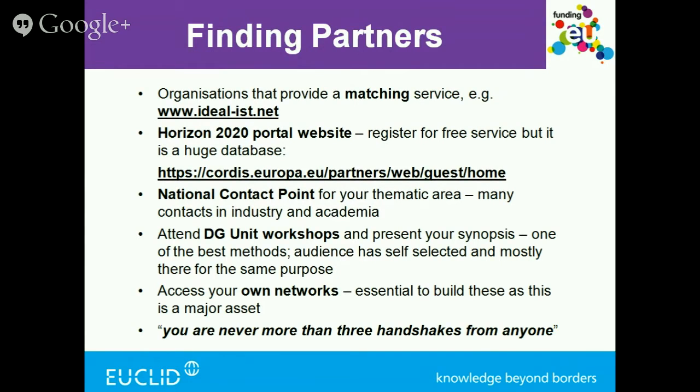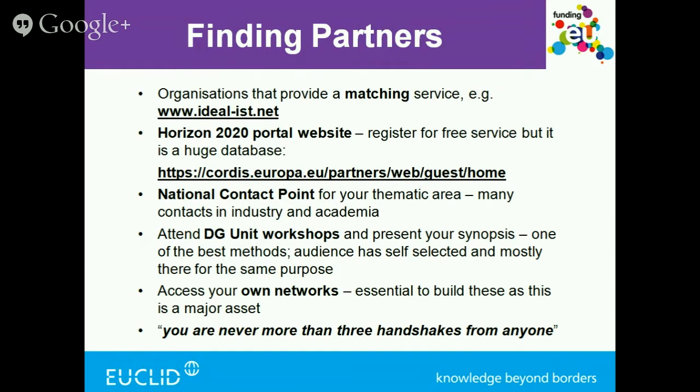Okay, finding partners. Well, there are some structures within this. It's a huge program, as you can imagine, with lots of people interested. So there is a matching service. You can go to that website, ideal-ist.net. There is a partner search facility on the Horizon 2020 portal website. It's free, but it's huge. I'm not actually quite sure whether it's that useful because it's so huge. It'll take you ages, I think, to make any sense of it, but it does exist.